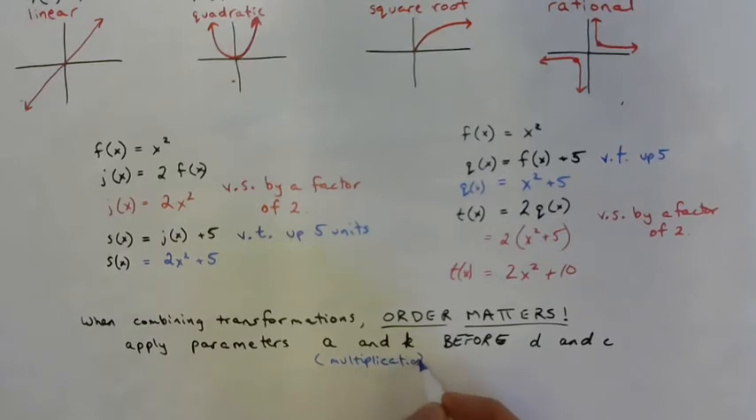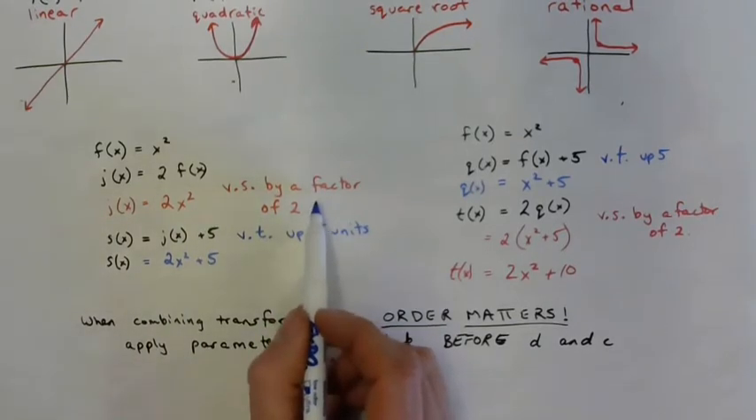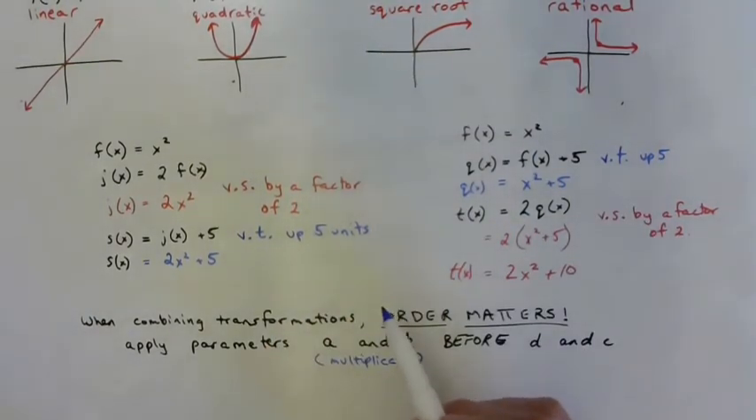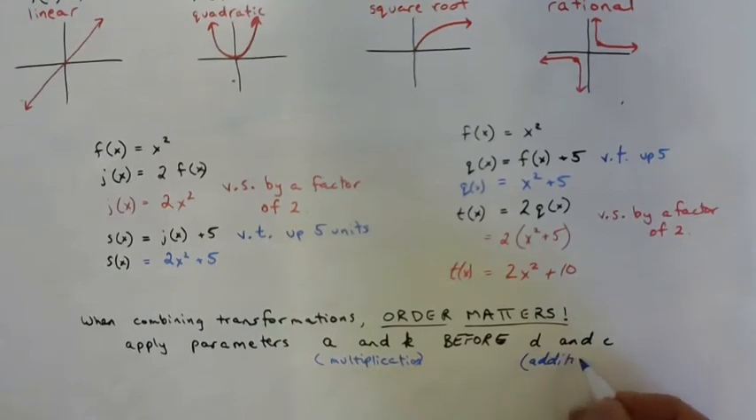right? They are factors. You stretch by a factor, you compress by a factor, okay? You reflect something by a factor of -1. So they deal with multiplication. Addition. D and C, what do they deal with? Addition or subtraction. So just like in BEDMAS, when you do multiplication and division before addition and subtraction, it's the same thing when you're dealing with transformations.